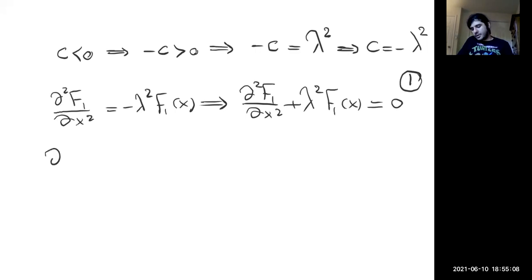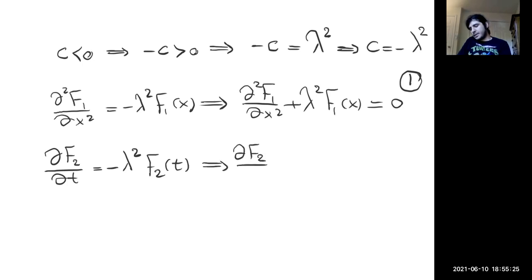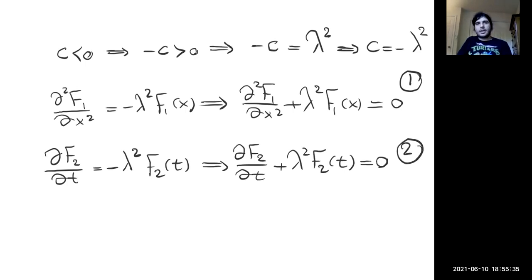The other equation was the derivative of f2 with respect to t over f2 is equal to this constant, which now we call minus lambda squared, times f2 of t. That shows the derivative of f2 with respect to t plus lambda squared f2 of t is equal to 0. So we have these two equations. These are the two equations we should solve. Okay, let's start with the first one.